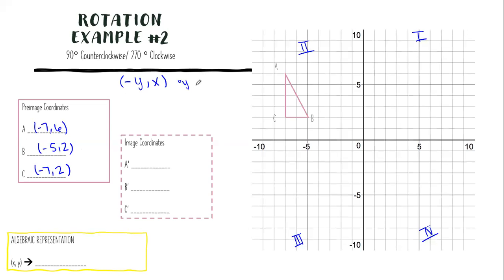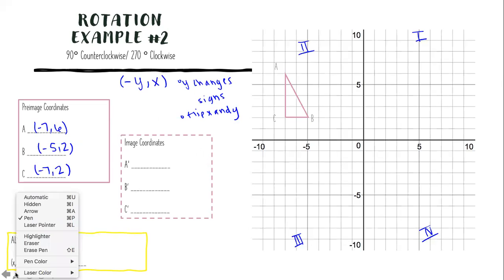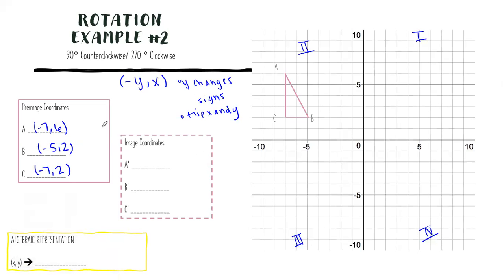So this is saying y changes signs, and we're gonna flip x and y. So it's gonna be the opposite of the other example? Mm-hmm, good. So here, I'm gonna change the sign of y, so 6 becomes negative 6, and then I'm gonna flip x and y. Oh, is it negative 6? Perfect, negative 6, negative 7.